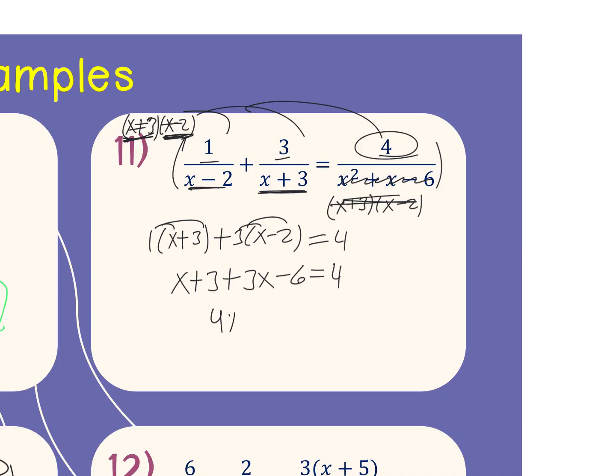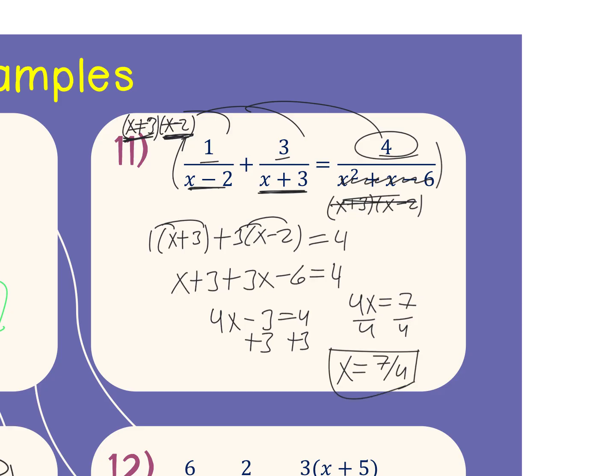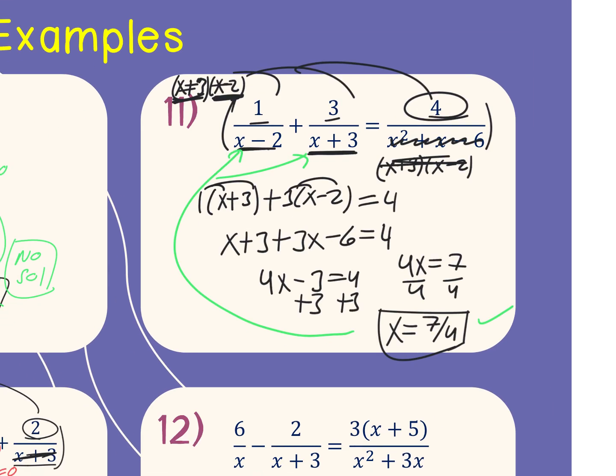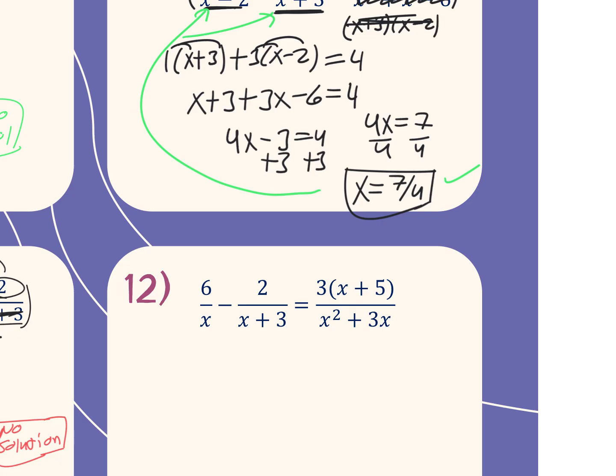And then I get 4x minus 3 equals 4. Add 3 to both sides, and I get 4x equals 7. Divide by 4, and I get x equals 7 over 4. All right, and then when you plug this back into any of these denominators, it's not going to get me a 0, right? 7 over 4 minus 2 isn't 0. 7 over 4 plus 3 is not 0. So this is a valid solution. It does work.